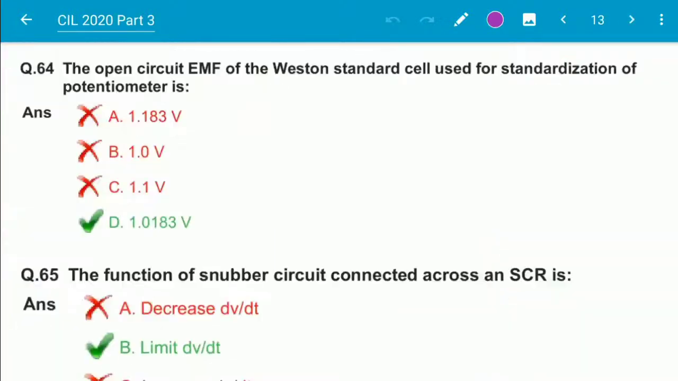Next question, question number 64. The open circuit EMF of the Weston standard cell used for standardization of potential is 1.0183.